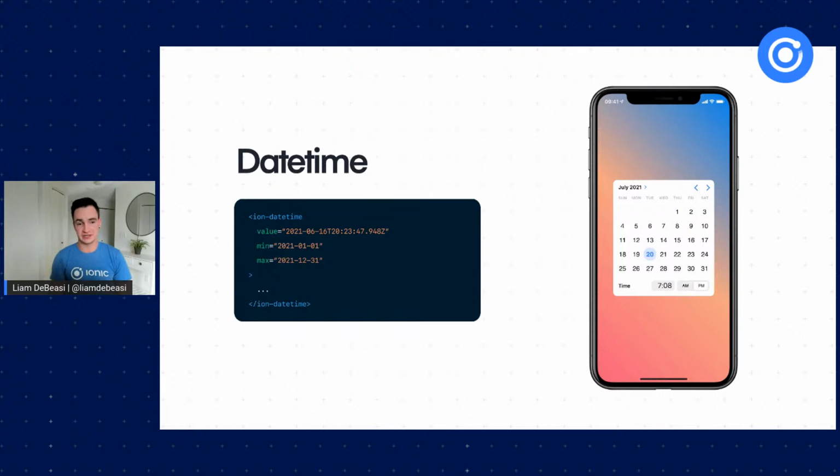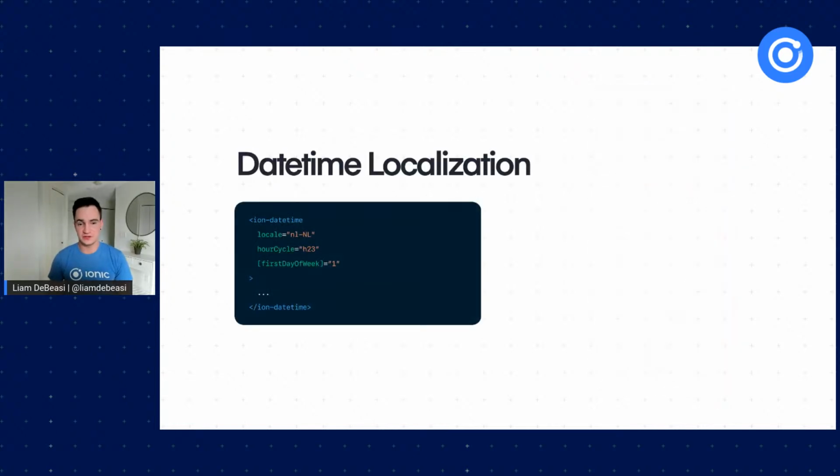So specifically with datetime that I want to show off, and this is a feature that I'm pretty excited about, is the new localization options in Ionic 6. Previously in Ionic 5, if you wanted to localize your component, say you wanted to display the month names in a particular language, you had to provide the component with an array of every single localized string name for each month. You had to do that for every month. You had to do it for the days of the week. You had to use the short names. It was a lot of work.